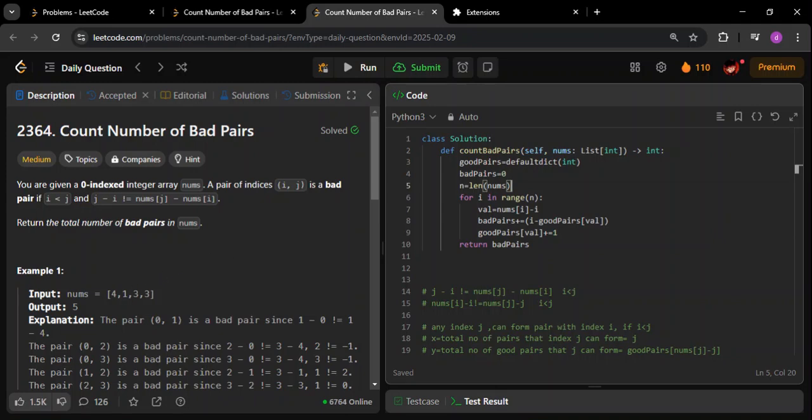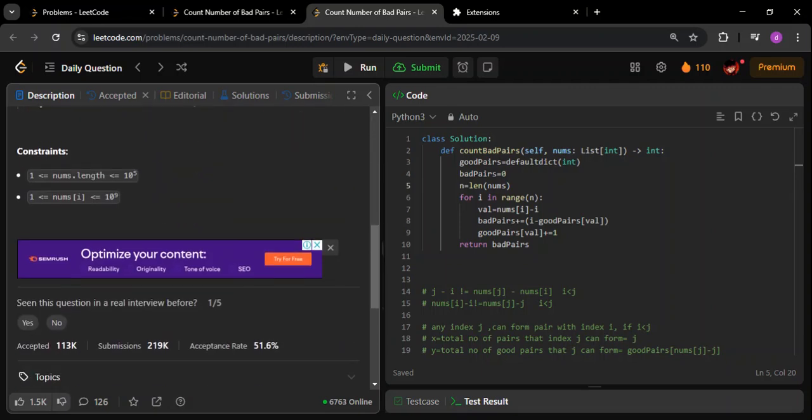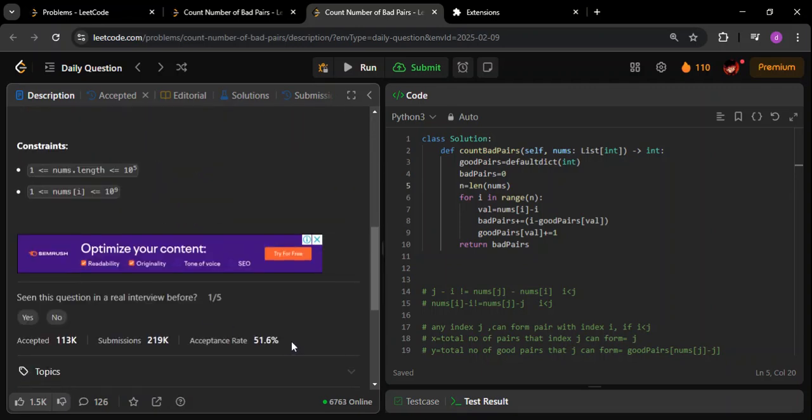First of all, we are given an integer array, and let me quickly show you the constraints first. If you see the acceptance rate, it's very, very low. By the time I started solving, it was around 47%. Now it is 51%. Still it is very low. Even some of the hard problems have a much better acceptance rate than this. So this tells us how difficult it could be.